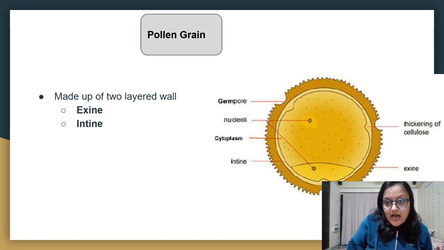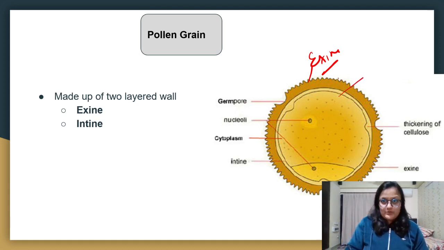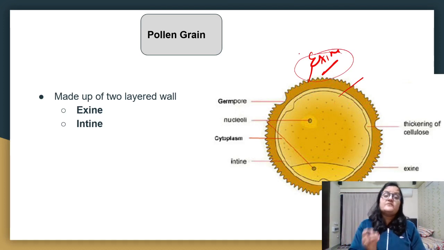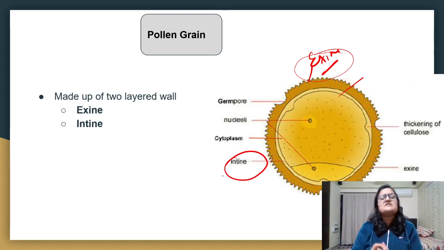It has the outermost covering, known as the exine, which is made up of sporopollenin, and the inner one is the intine, which is made up of pectocellulose. Exine, made up of sporopollenin, is a very hard substance that is not degradable. Intine is made up of pectocellulose, which is elastic in nature, and the intine is going to form the pollen tube.